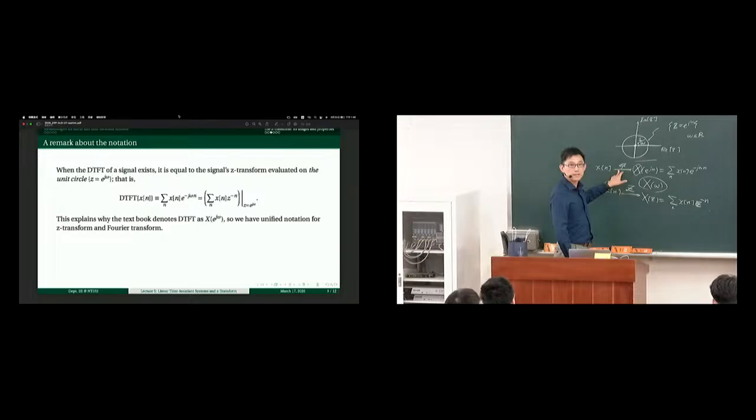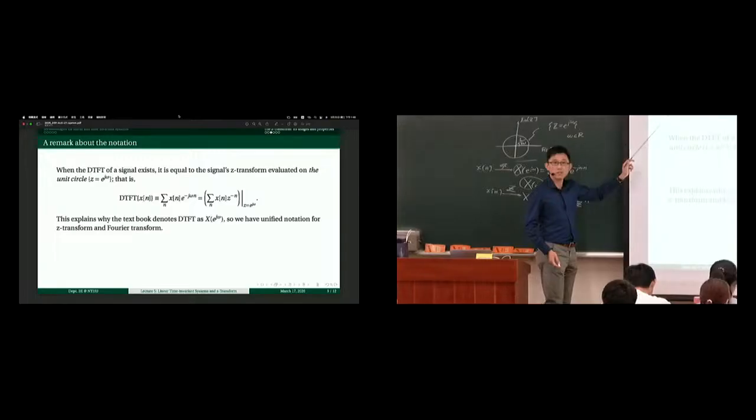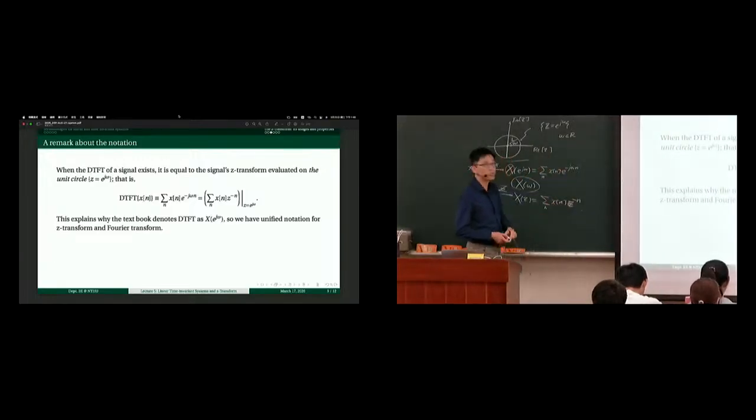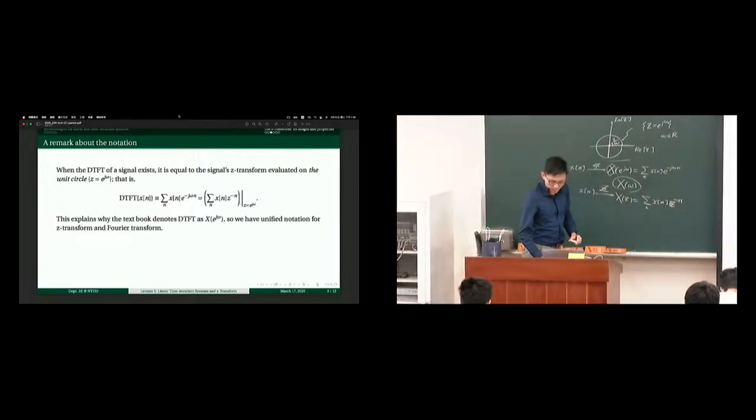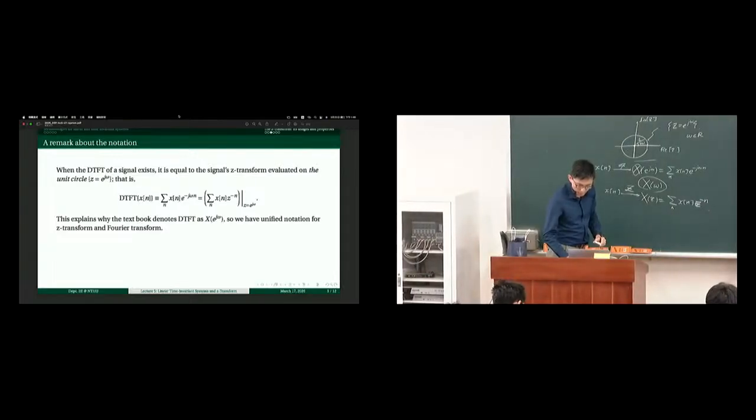Okay? Is that clear? The DTFT is what? The DTFT is the Z transform evaluated on the unit circle. When you compute the Z transform on this circle, that gives you the DTFT. Okay, so that's just a bit of a remark about the notation. It's just a remark. It's not hard.